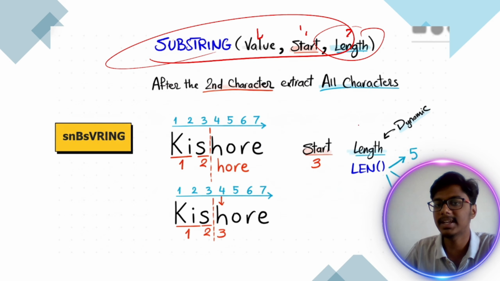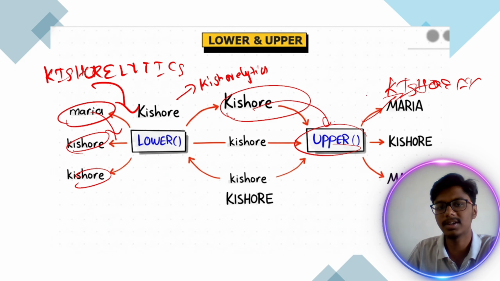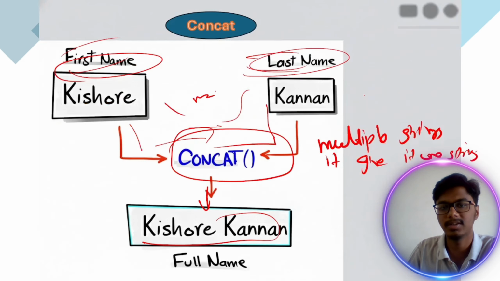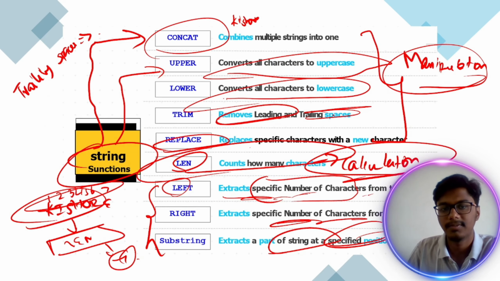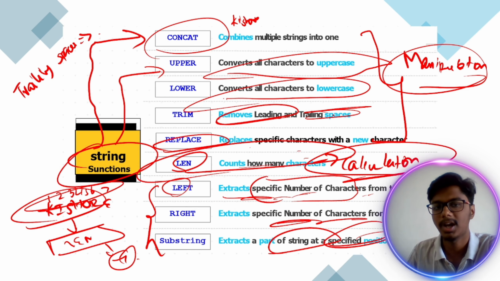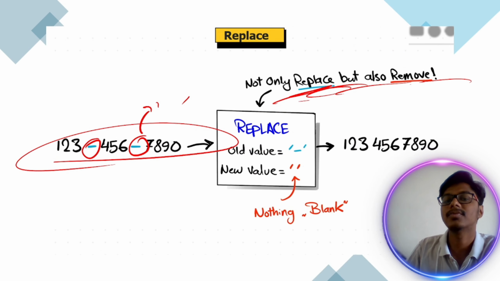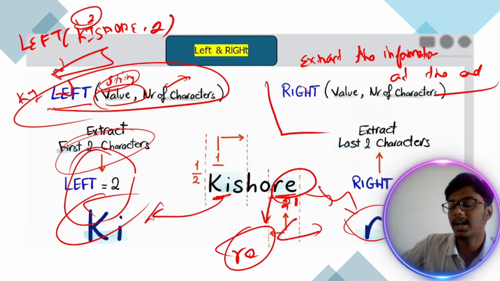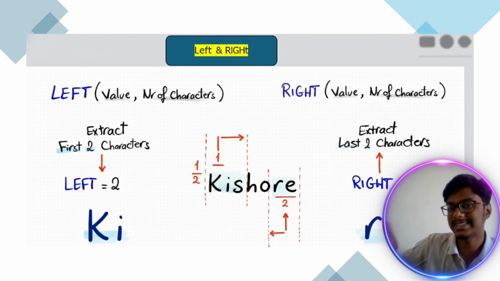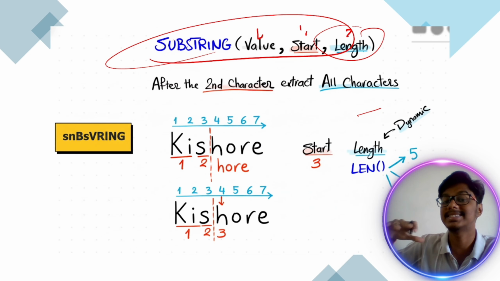What do we mean in the length function? We have learned some functions called LEN, right? We have learned that it counts how many characters are available in the string. Now in the SUBSTRING, we don't want to extract a static value. We are going to extract a dynamic value.